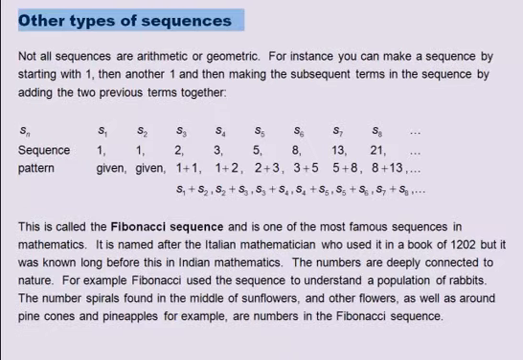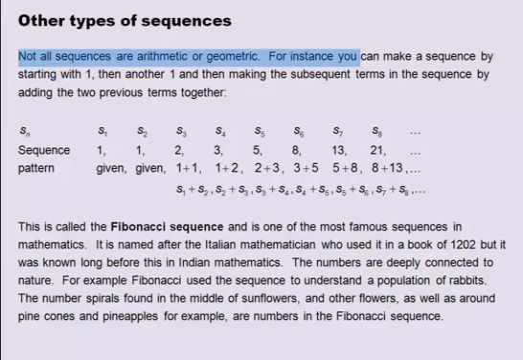Other types of sequences. Not all sequences are arithmetic or geometric. For instance, you can make a sequence by starting with 1, then another 1, and then making the subsequent terms in the sequence by adding the two previous terms together. The first term S1 is 1, which is given. The second term is S2, which is also 1, which is also given. The third term is S3, which is 2, which is 1 plus 1, or S1 plus S2. The fourth term is S4, which is 3, which is 1 plus 2, which is S2 plus S3.